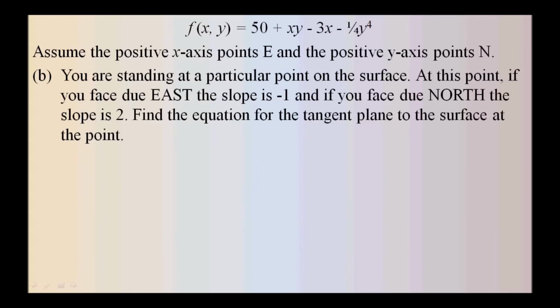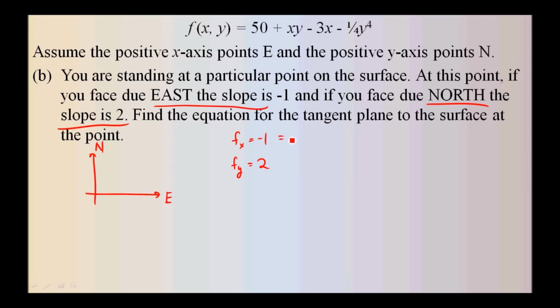Now here, we're given a situation, so we'll draw our axes. So positive y is north, positive x is east. If you face due east, the slope is -1, and if you face due north, the slope is 2. So if we're facing north, that's the positive y direction. Because we're on this surface, and we have these slopes, we know that the east is the x direction. So if we have a slope of -1 facing the positive east direction, that tells us that the slope with respect to x is -1. And if we face north and the slope is 2, this is the y direction, so the partial derivative with respect to y, or the slope in the y direction, is 2.